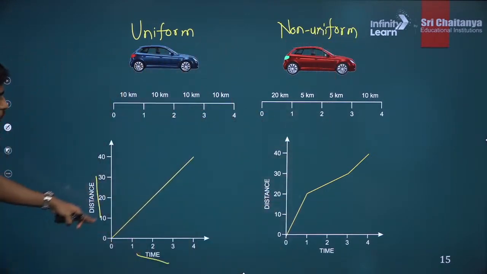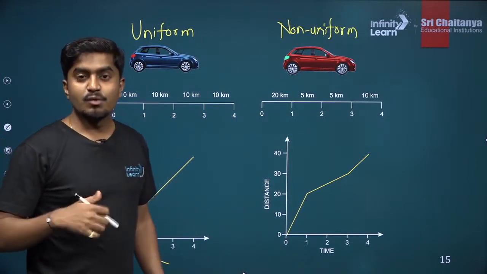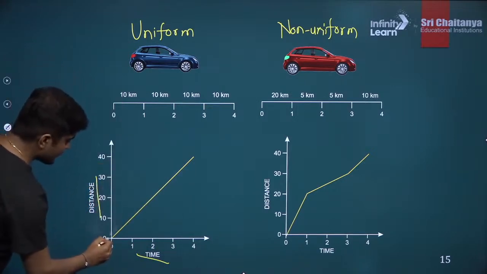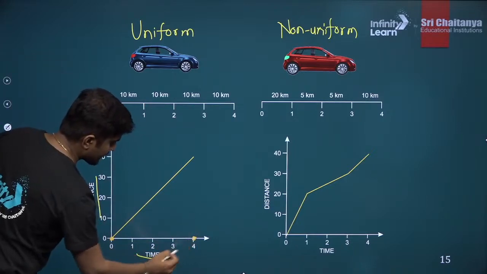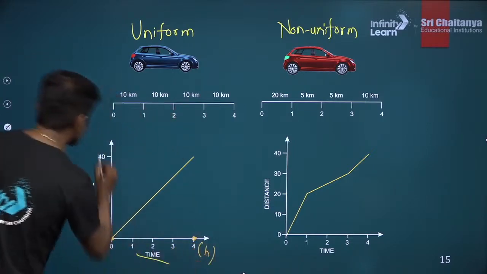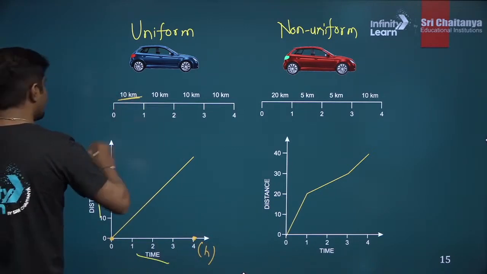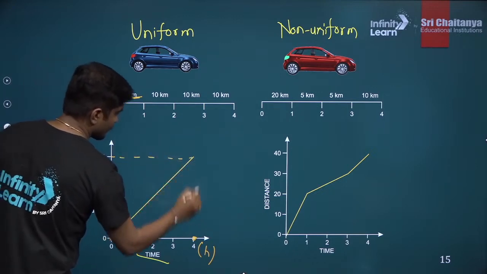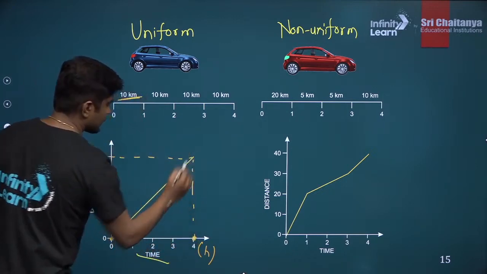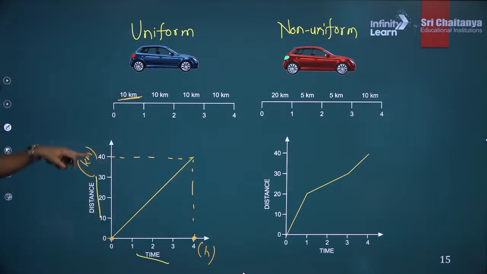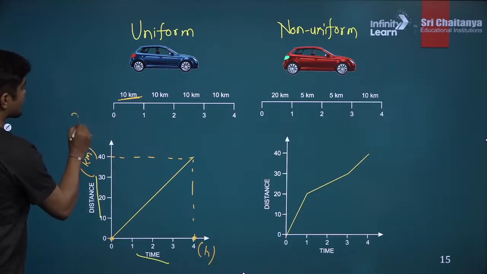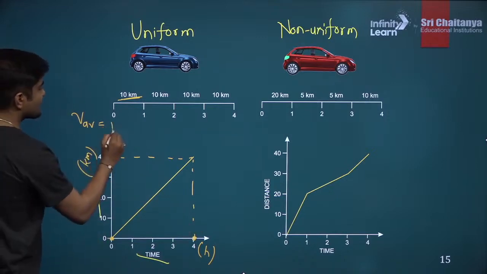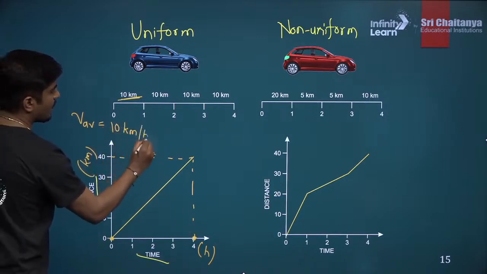So whenever you have a uniform motion, can you find the speed? What is the average speed? How will you calculate average speed? Let's suppose there is a time 0 to 4, in hours. The distance is in kilometers. What is the distance travelled in 4 hours? It is 40 kilometers. So what is the average speed? V average is 40 divided by 4, which is 10 kilometers per hour.